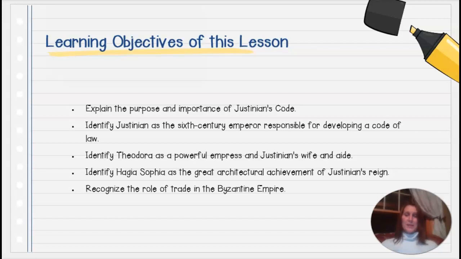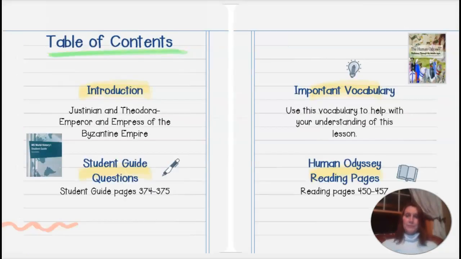Learning objectives of this lesson. Explain the purpose and importance of Justinian's code. Identify Justinian as the 6th century emperor responsible for developing a code of law. Identify Theodora as a powerful empress and Justinian's wife and aide. Identify Hagia Sophia as the great architectural achievement of Justinian's reign. Recognize the role of trade in the Byzantine Empire.